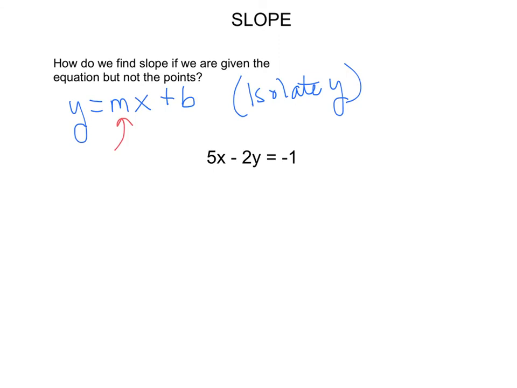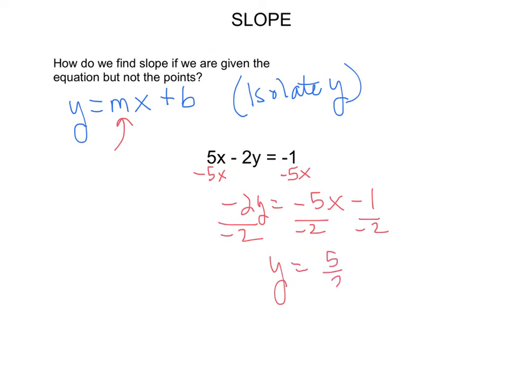Let's say we have 5x minus 2y is equal to negative 1. So if we want to isolate the y, the first thing we're going to do is we need to subtract the 5x from both sides. So we get negative 2y is equal to negative 5x minus 1. And then the last thing we need to do is we need to divide each piece by negative 2. And so we get y is equal to 5 over 2x plus 1/2. So now we can see this is in my y is equal to mx plus b form. And we have our slope, which is 5 over 2.